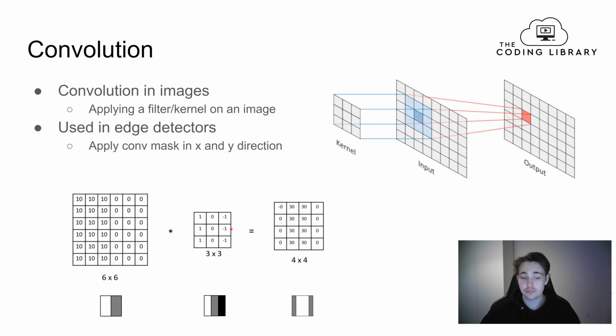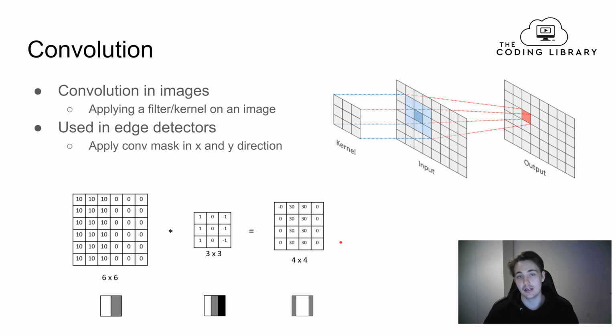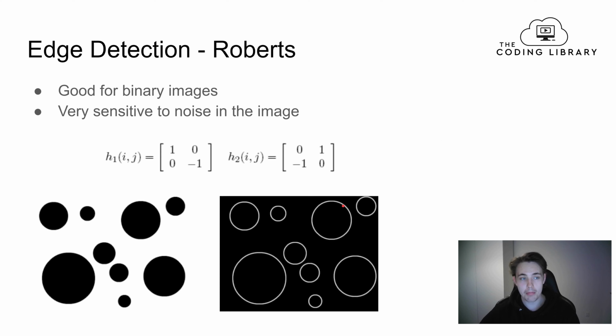And at the end, when we're done convolving, or applying our convolutional mask in both the x and the y direction, we'll have this resulting frame down here where we can see where there are actual edges in our images. So this is what convolution is and how we use it for detecting edges in images.